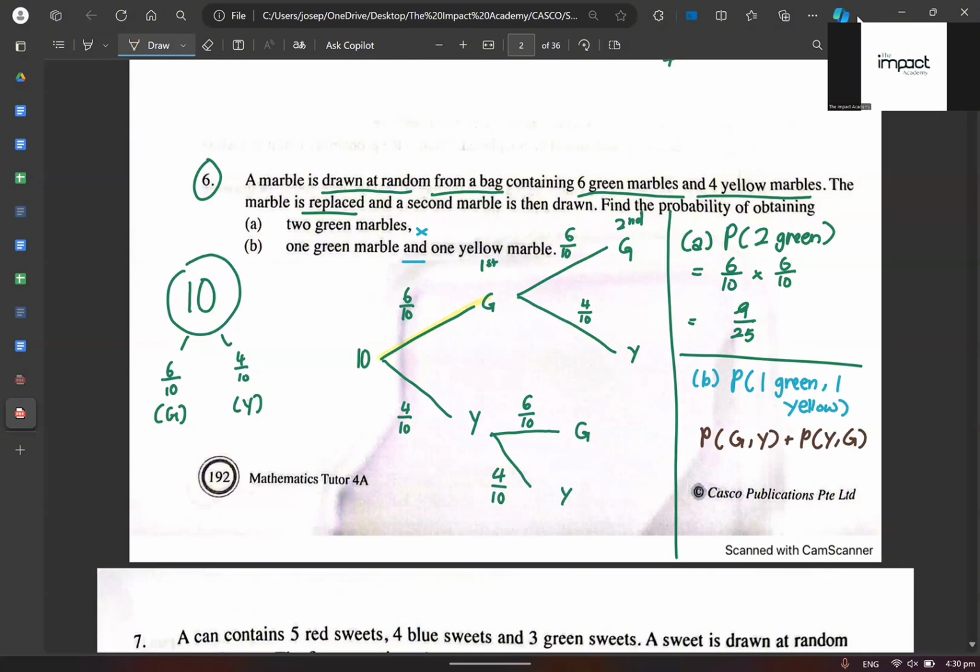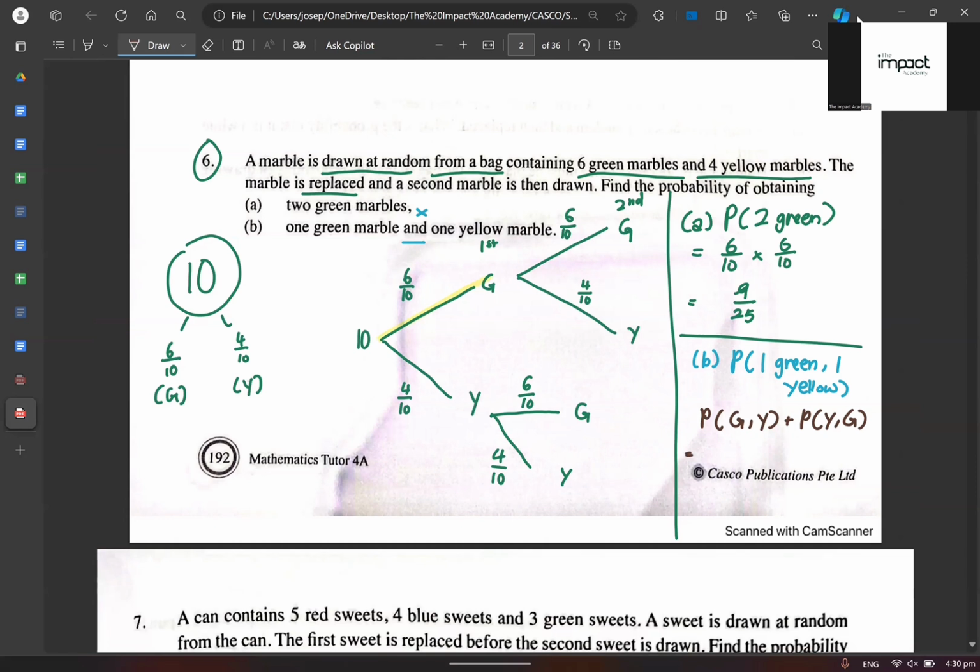Teacher just said, why yellow then green? You see, green then yellow, right? But yellow and green also can, ma. Did they say that the first one must be a yellow? If they say the first one must be a yellow, you can only go down this path. You understand what I'm saying? So over here you get 6/10 times 6/10. Do you agree or disagree? Plus what? Let me just check, 6/10 times 4/10.